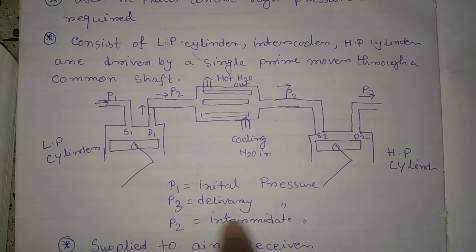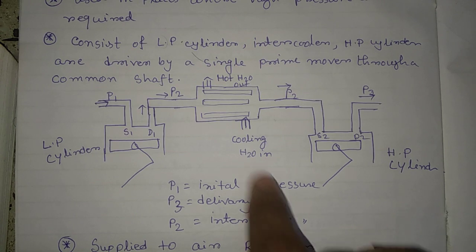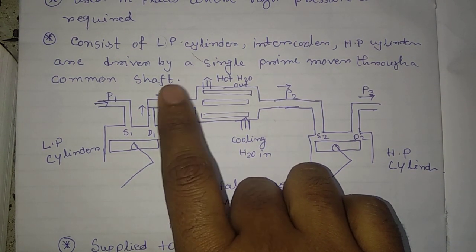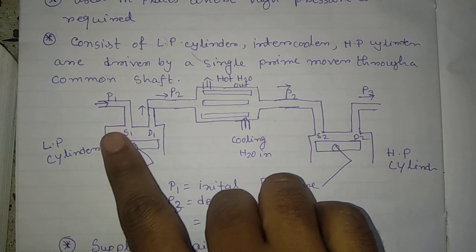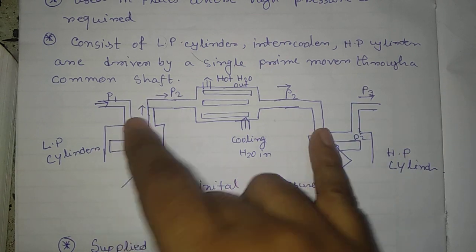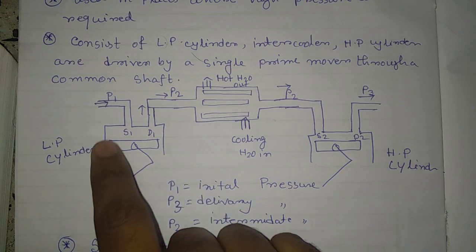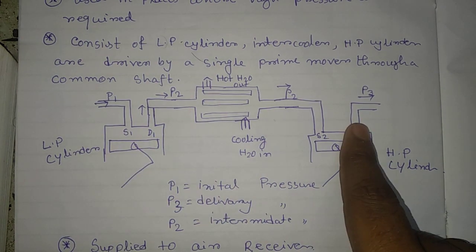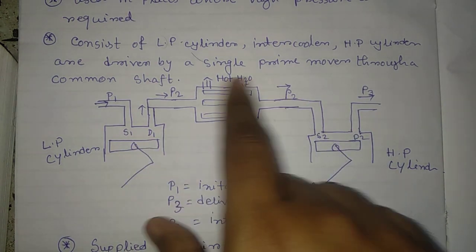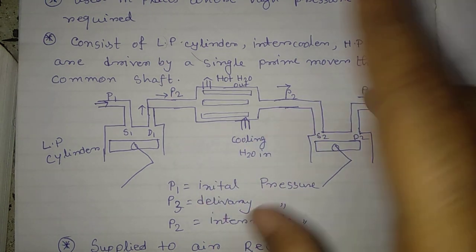Now P2 is the intermediate pressure in between P1 and P3. As you see in the PV diagram, P2 will be between P1 and P3, because P1 is your initial pressure and P3 is your delivery pressure. So P2 is the intermediate pressure, and P2 will be shown in your PV diagram.